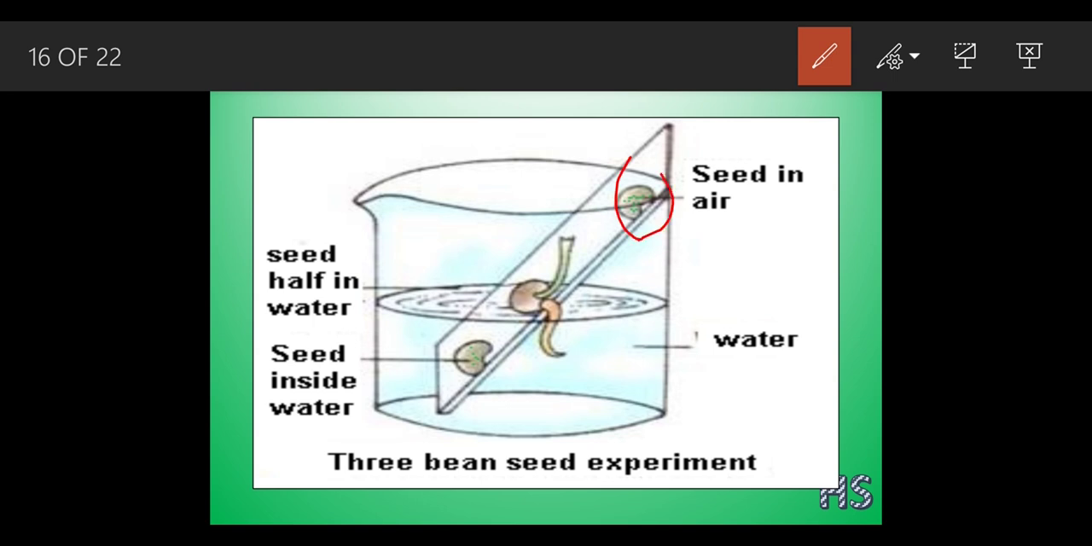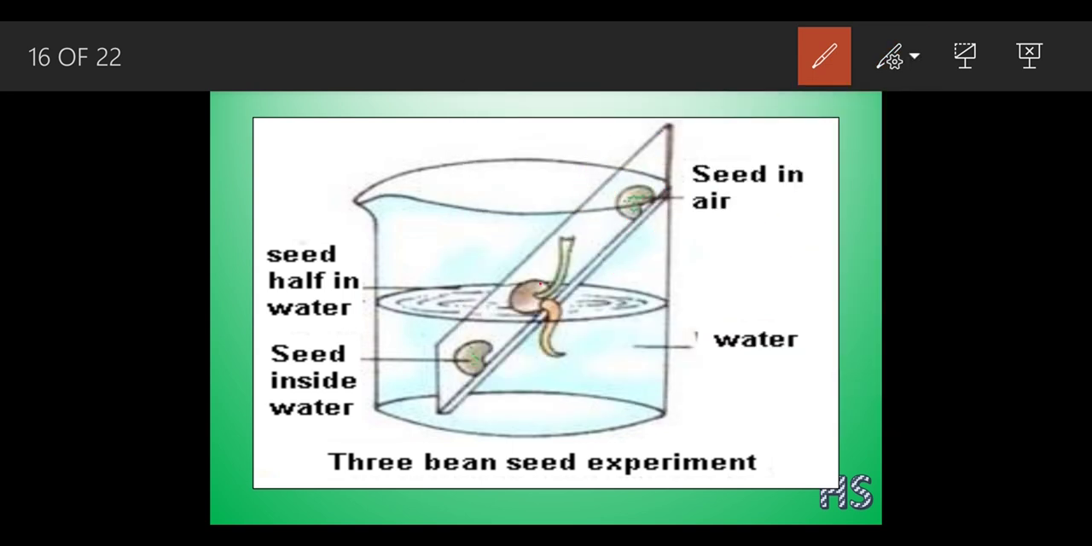What happens in the second? The temperature is favorable and it is getting a proper amount of air, but this seed is not getting the water because, as we can see, this seed which has been kept on the wooden plank is in the air. So it is getting two conditions, that is the temperature and the air, but it is not getting the third condition, that is the water. So that is why it is also not going to germinate.